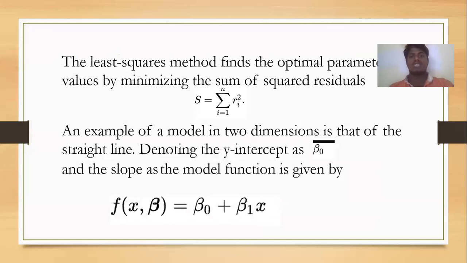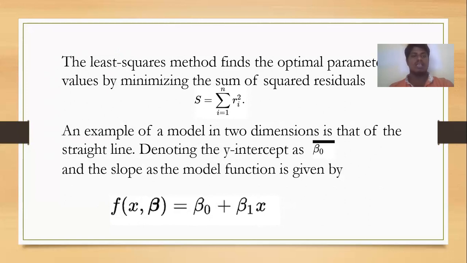The least squares method finds the optimal parameter values by minimizing the sum of squared residuals. We can see the sum of squared residuals S equal to summation i equal to 1 to n of r_i squared. This is one type of formula for minimizing the sum of squared residuals by using the least squares method.